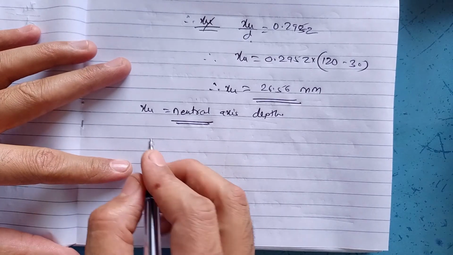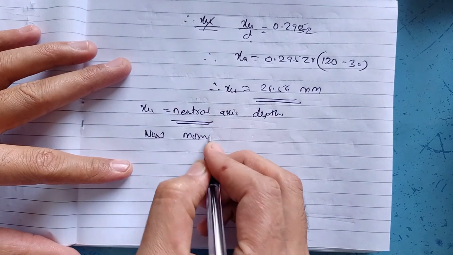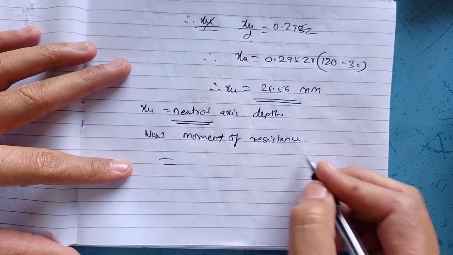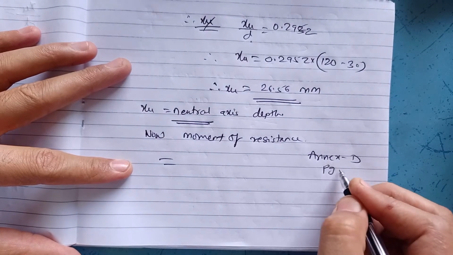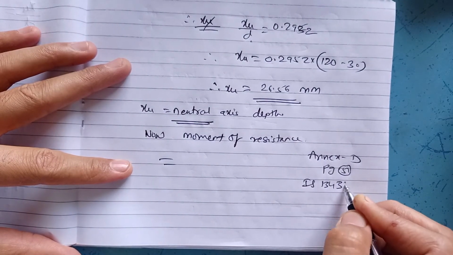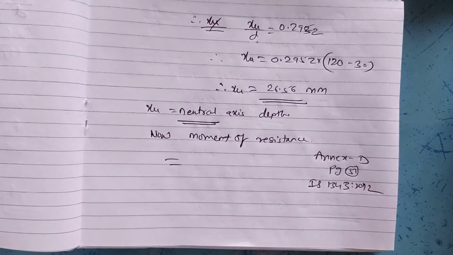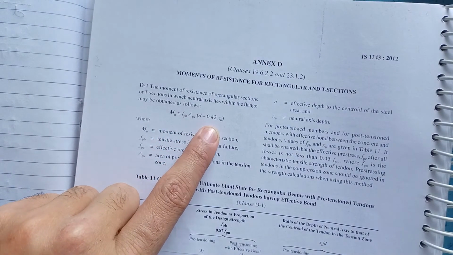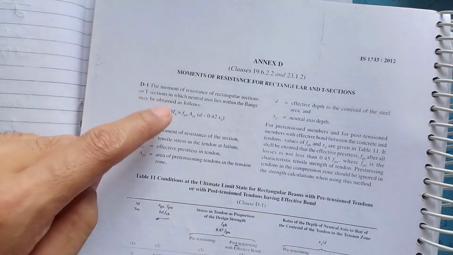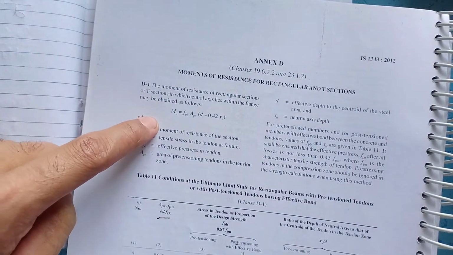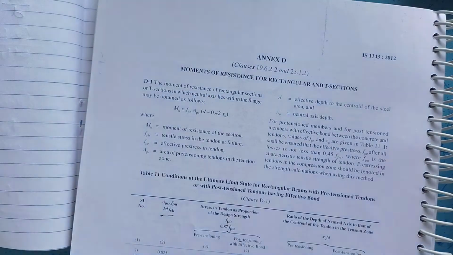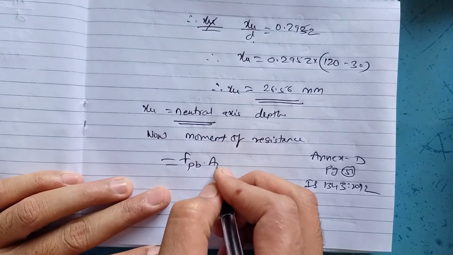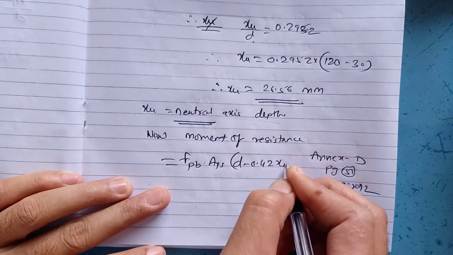Hence now moment of resistance using annexure D, page 51, IS 1343/2012. Moment of resistance formula is Mu is equal to FPB into APS into bracket D minus 0.42 XU. All these terms you have determined one by one. Hence you will get ultimate moment capacity of the slab as per this annexure D, IS 1343/2012.